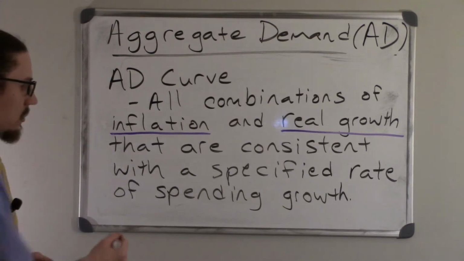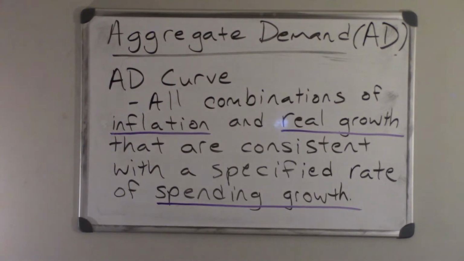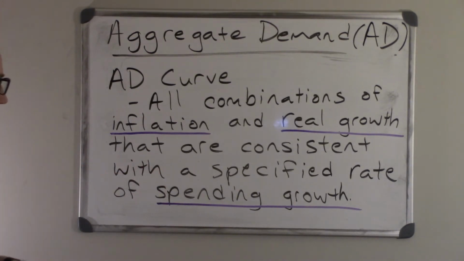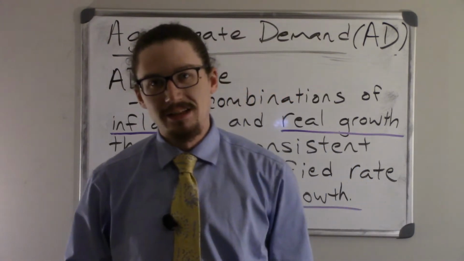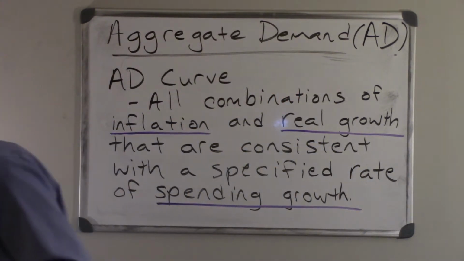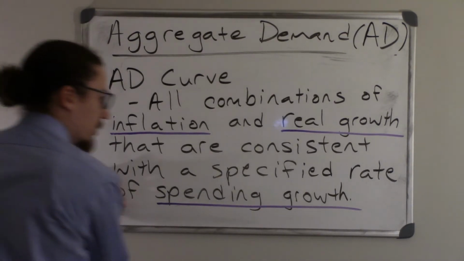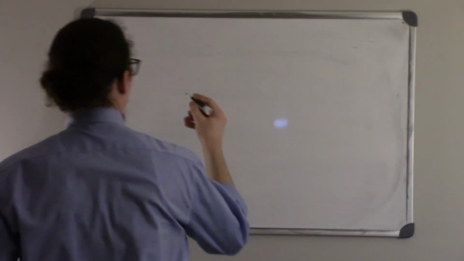And spending growth, we will see in just a second. That is the left-hand side of the equation. So that's the money supply growth rate plus the velocity of money growth rate. All right, so it all comes back to this quantity theory of money. That's kind of a jumping off point for us.